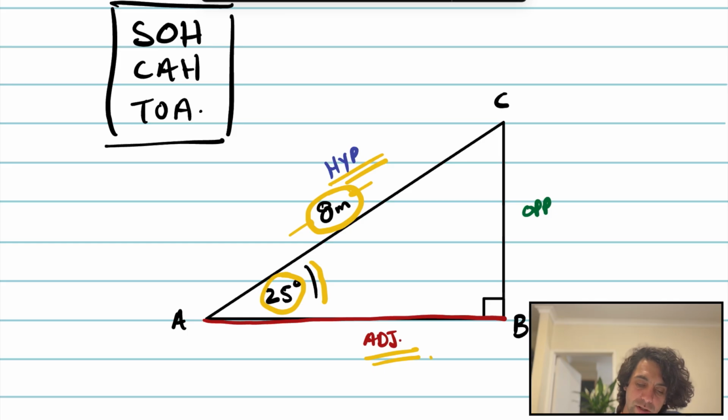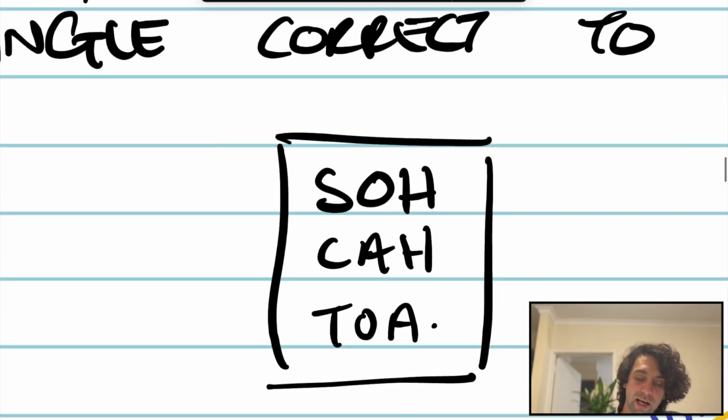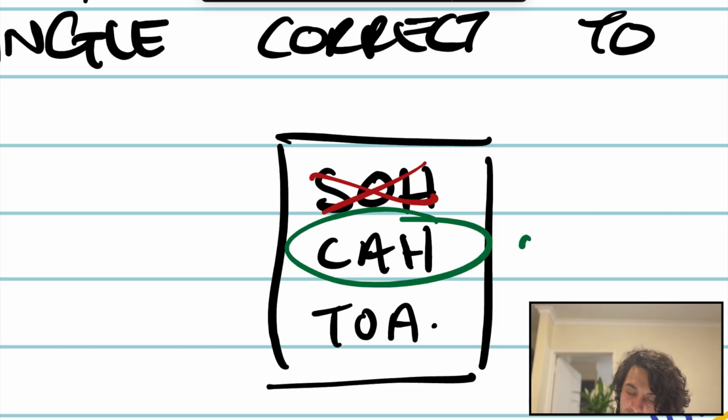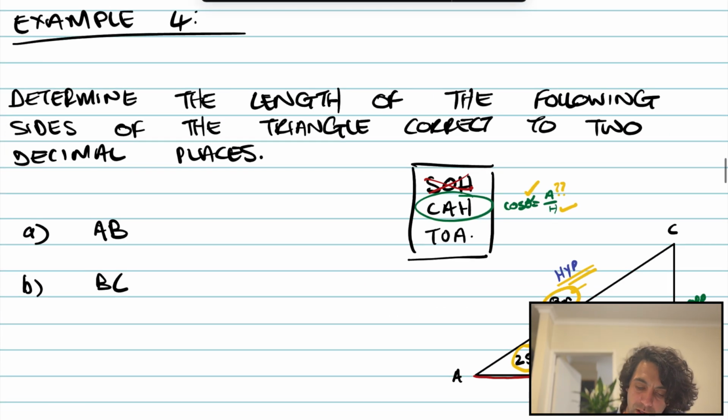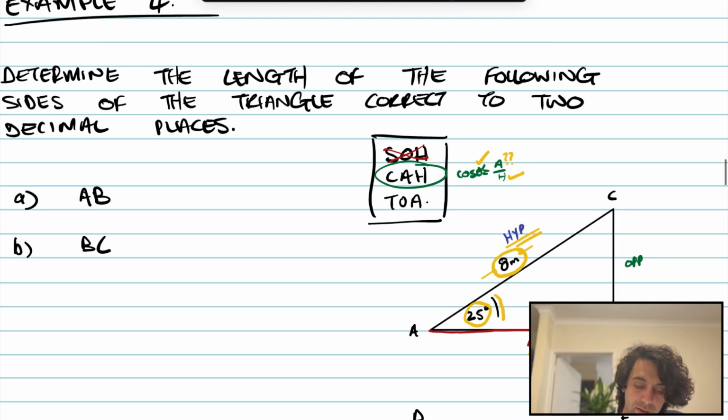So what do I need? Hypotenuse and adjacent. Which one of my trig ratios uses hypotenuse and adjacent? Is it sin? Nope, that is opposite and hypotenuse. Is it cos? Yes, cos. Cos is equal to adjacent over hypotenuse. I have my angle, I have my hypotenuse, and my adjacent is what I'm looking for. So this equation is going to work perfectly for me. I'm going to use cos to solve for the length of AB.